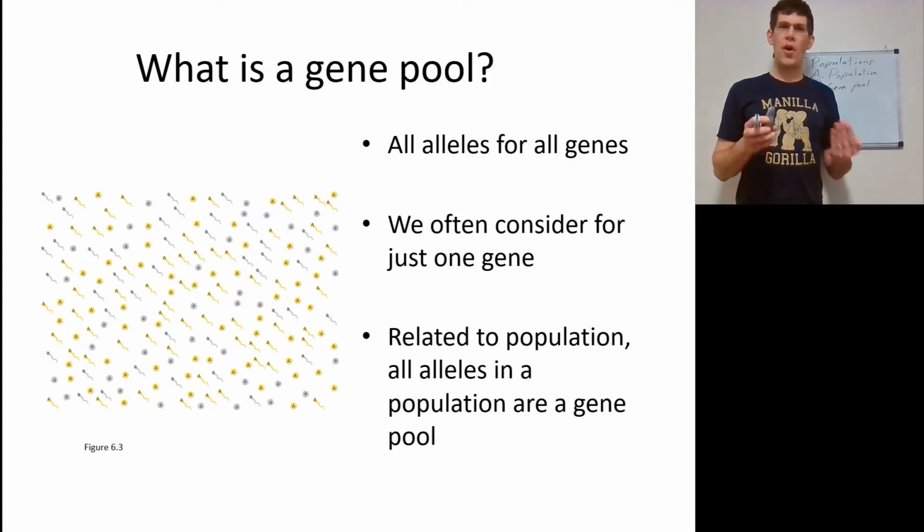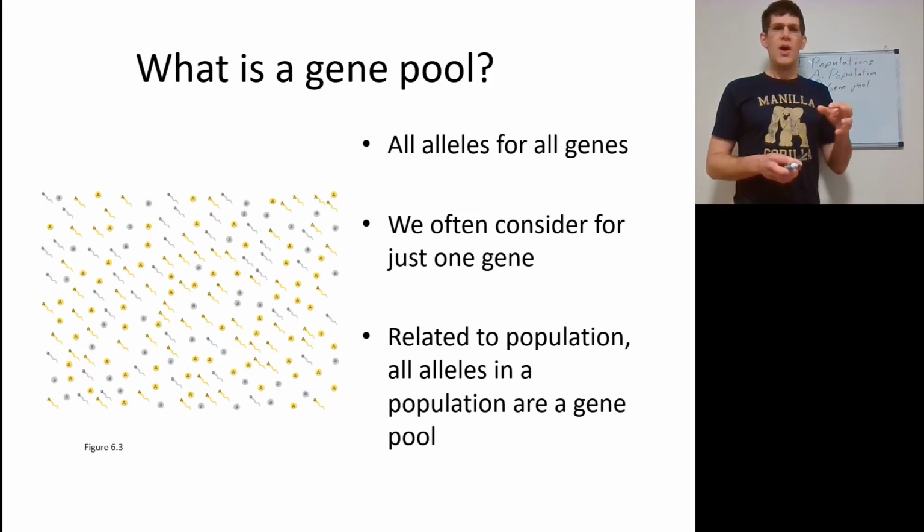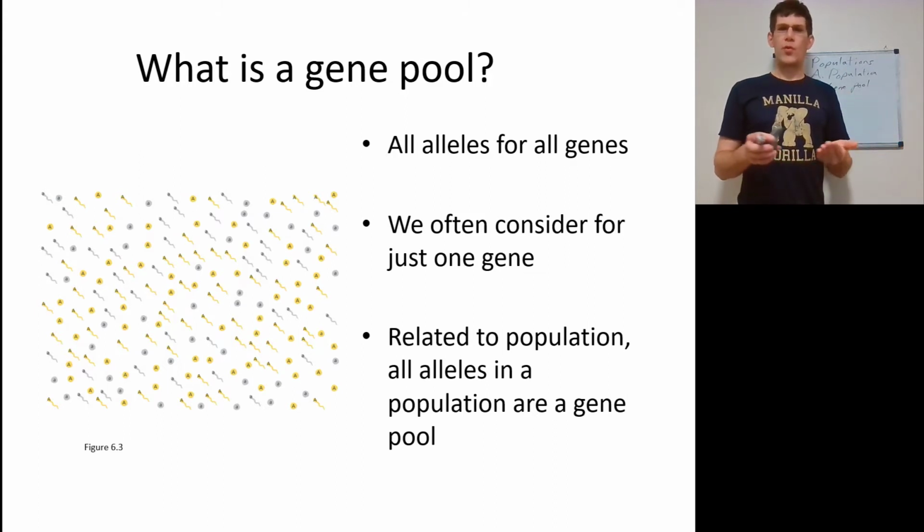In that case, all the gametes are gathered in one area at one time, so all the mating is occurring in one area at one time. Now that puddle is quite literally a gene pool, containing all alleles for all genes and all possible combinations therein. We're often looking at a gene pool for just one gene, like the big A's and little A's, which is one gene with two alleles. If related to a population, all alleles in that population are the gene pool.